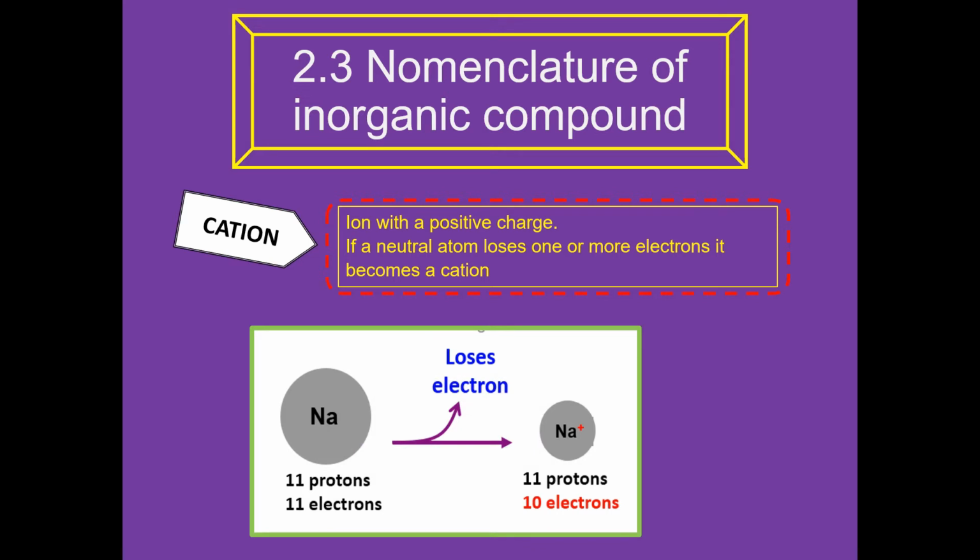For example, a sodium atom has 11 protons and 11 electrons. When it loses an electron, it becomes a sodium ion. Sodium ion has 11 protons and 10 electrons.